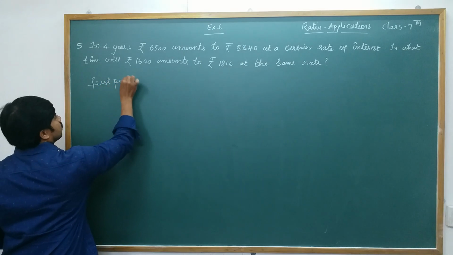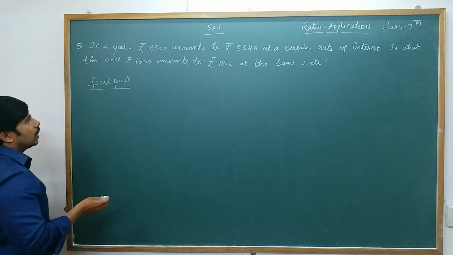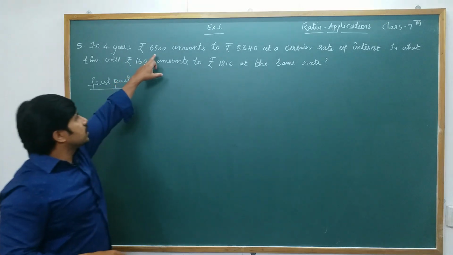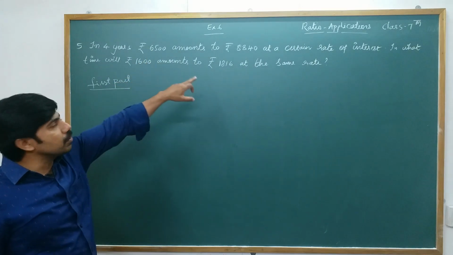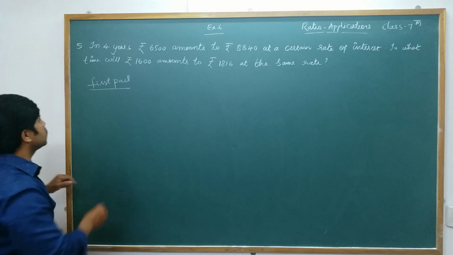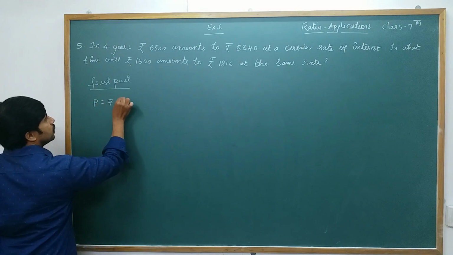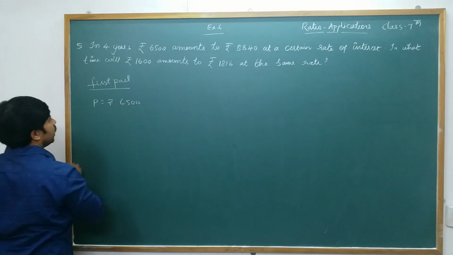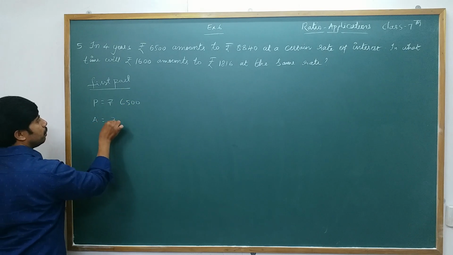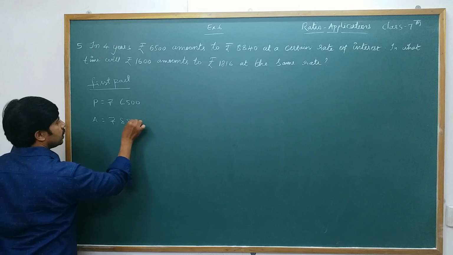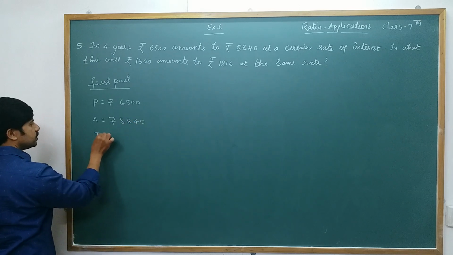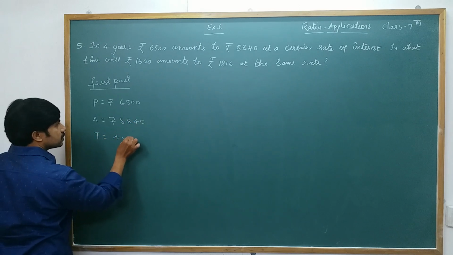In the first part, what is given to us? 6,500 is the principal. It amounts to 8,840. That is the amount. So first we write the principal, rupees 6,500. Amount is rupees 8,840. Time is given as 4 years, right?